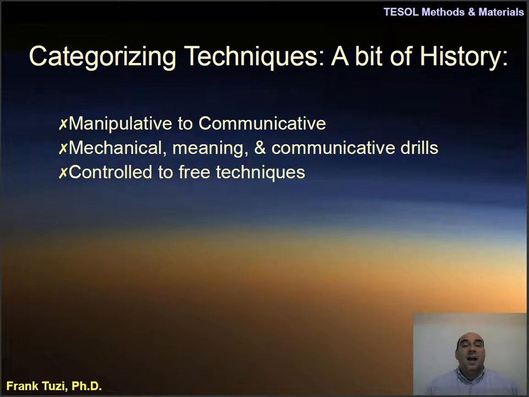All right, when we look at techniques, take a little look at the history of things. Well, we began years ago with something that Brown calls a manipulative. And that's where the objective was to convert information from one form to another, whether it was a translation or a drill. But it was more in the mechanics of doing things and less involved in the communication of the language.